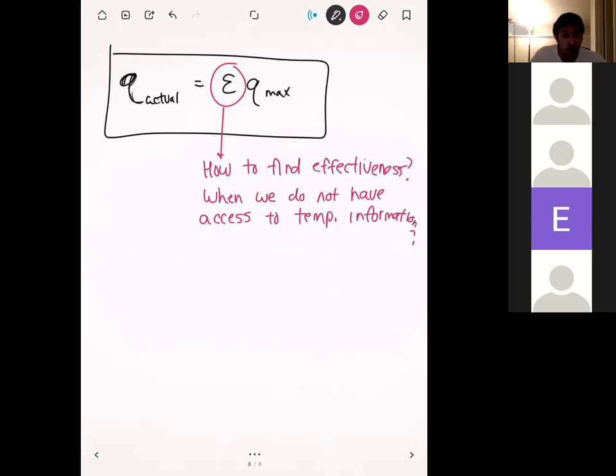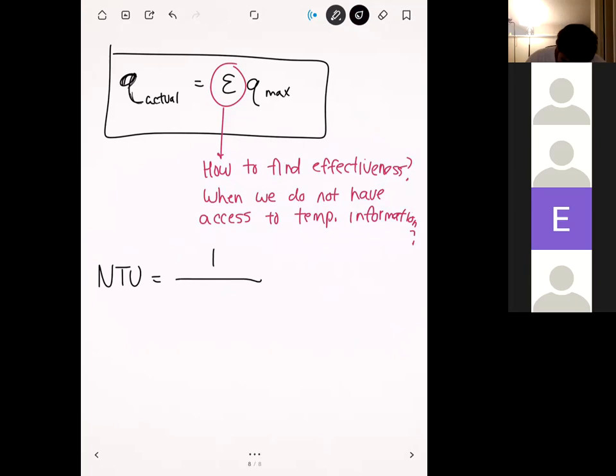So there's still a way to do it, but it involves more equations. Okay, and so the way that we compute it is a couple-step process. We need to compute these two new variables here. The first variable that we'll compute is called NTU.